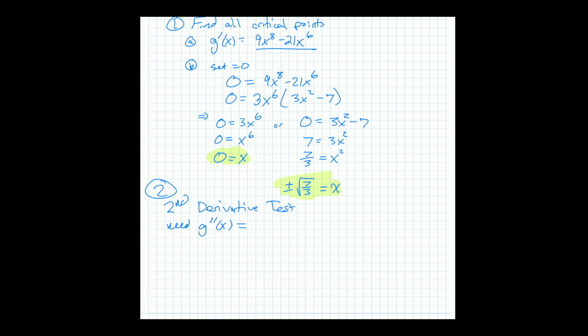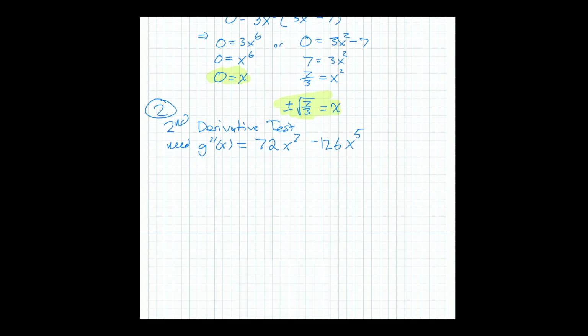So the derivative of 9x to the 8th is 72x to the 7th. And then the derivative of 21x to the 6th, well, I got to bring the 6 down in front. What is 6 times 21? 126, is that right? 126x to the 5th? Hope so. Must be, like 6 times 20 is 120. Sounds good. I'm gonna go with it. All right, so there's your derivative.